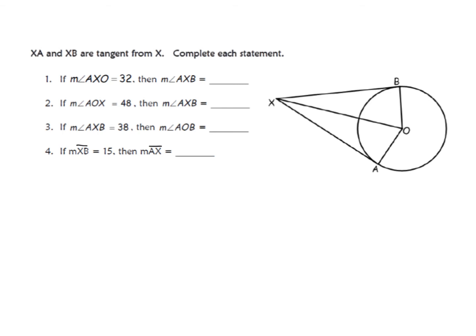All right, so 1 through 4 all use this figure on the right, but they're all independent of each other. So let's start with number 1. It says the measure of angle AXO is 32, so this angle here is 32. I want to know what's AXB, this whole angle right here.